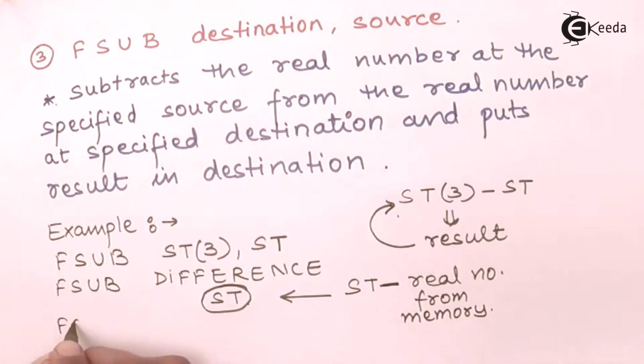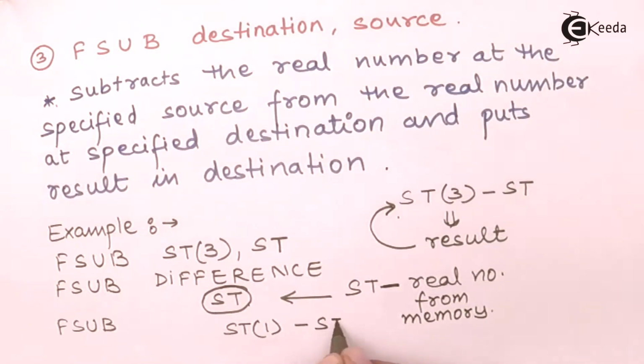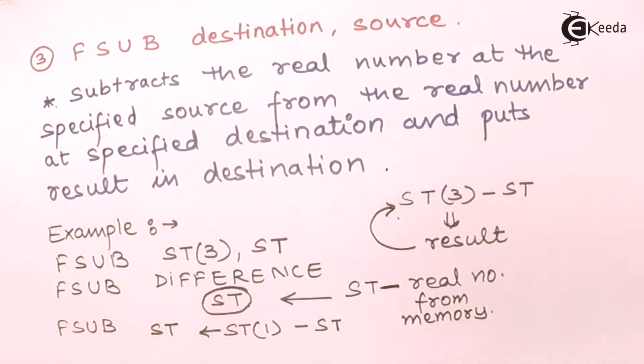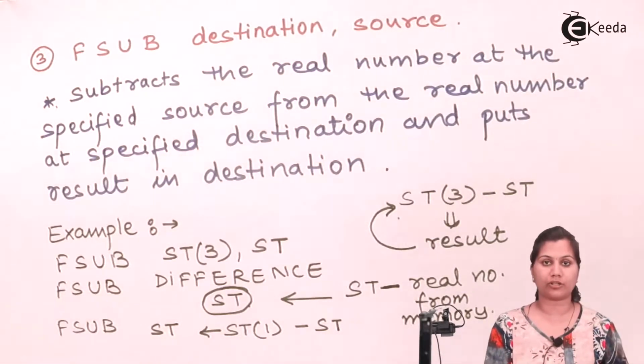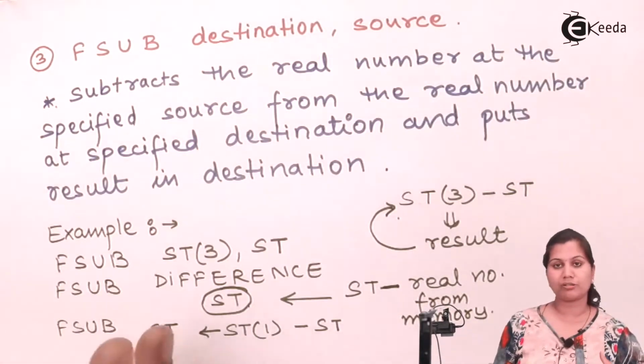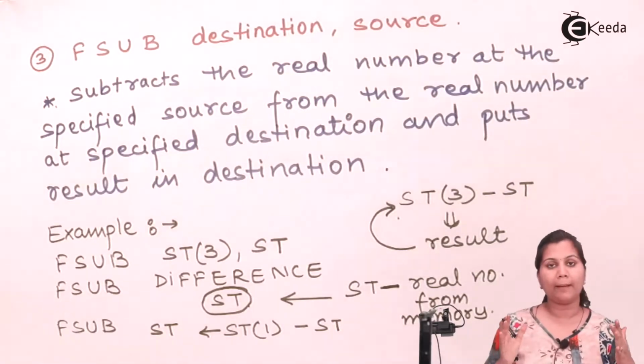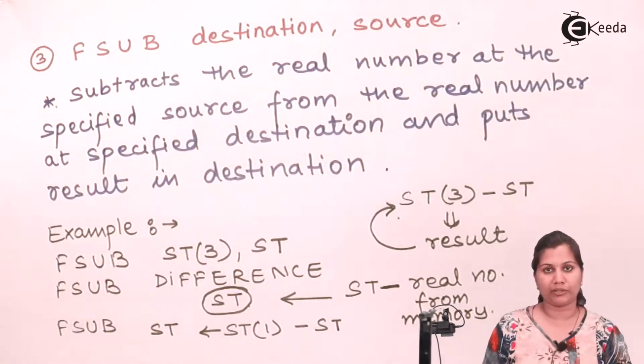Another is the case when no destination and source are specified. In that case, ST is subtracted from ST1 and then the result is stored in ST. Just like what the FADD, that is the addition instruction, was performing, subtraction is going to perform in the same way, but it does the subtraction operation. Okay.